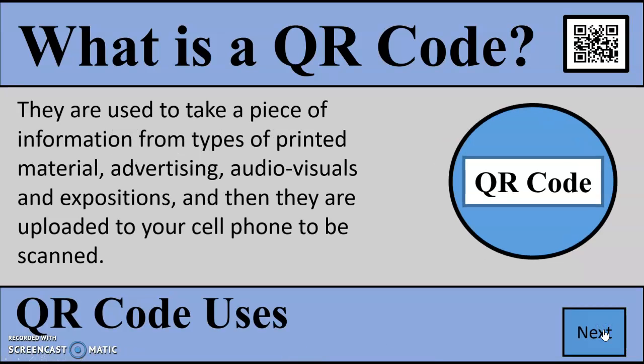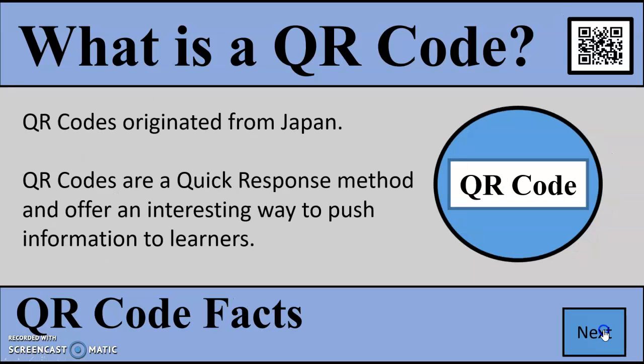They are used to take a piece of information from types of printed material, such as advertising, audio visuals, and expositions, and then they are uploaded to your cell phone to be scanned. QR codes originated from Japan. They are quick response methods and offer an interesting way to push information to learners.